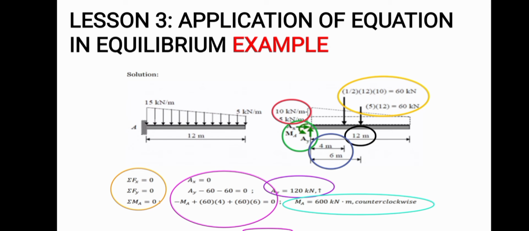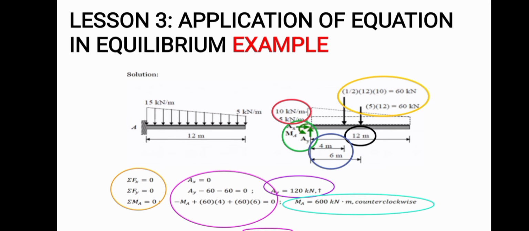In order for us to solve for the reactions, let us first divide this beam into a rectangle and a triangle. Here we have our reactions AX, AY, and the moment at A. If we observe our triangle, we have the magnitude of 5 kN per meter, so this is also 5 kN per meter. Since the total magnitude of our load on this side is 15, this triangle is 10 kN per meter. For the resultant of the load for the triangle, it will be acting at 1/3 of the distance, that is 12 divided by 3. So this is acting at 4 meters.